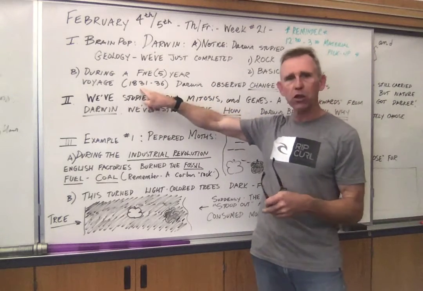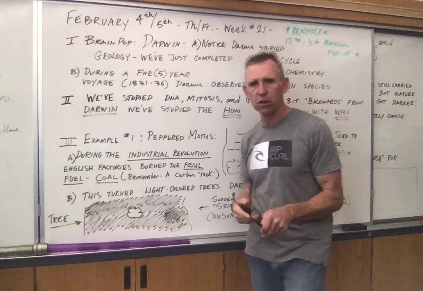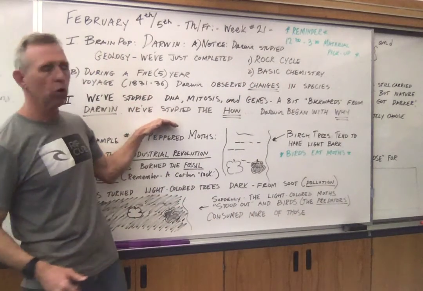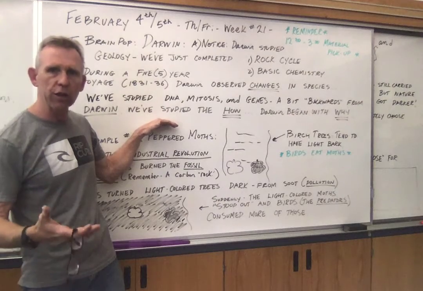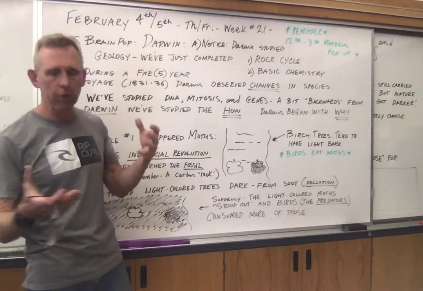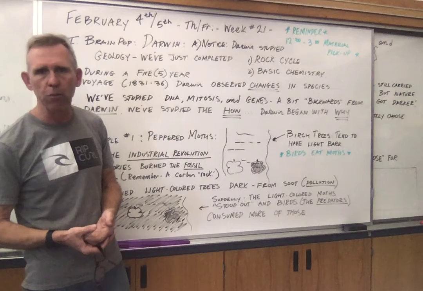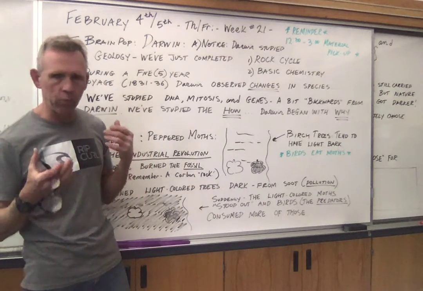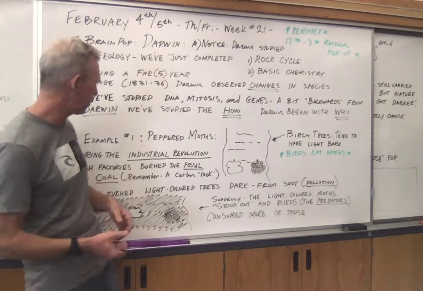The 5-year voyage, 1831 to 1836, aboard the HMS Beagle. And especially when you're looking at the samples that Darwin then brought back to England, he was able to write up his Origin of Species, one of the most important books in all of science.